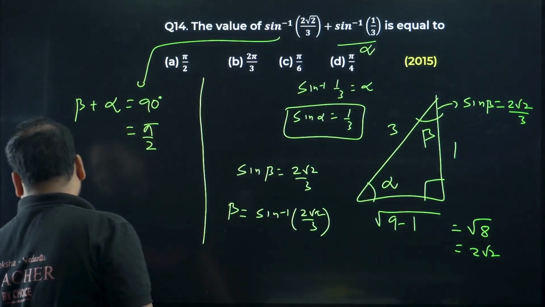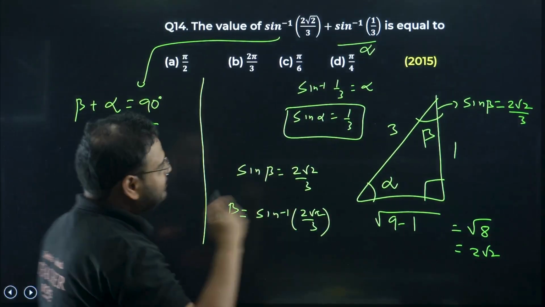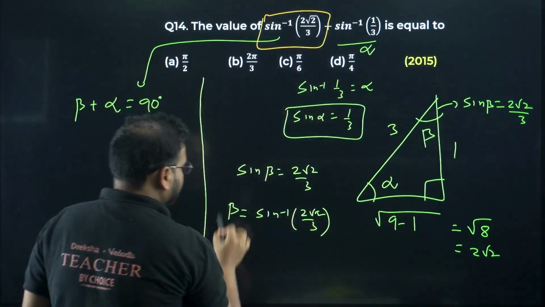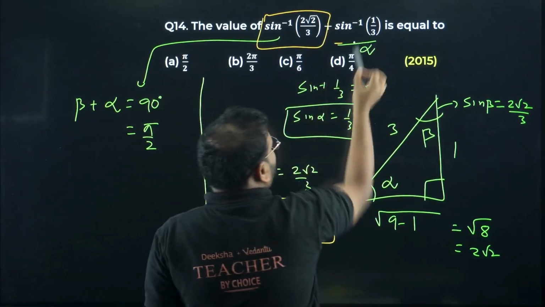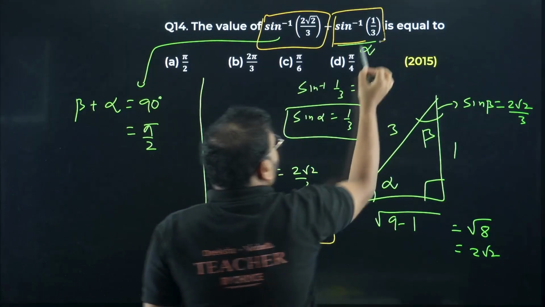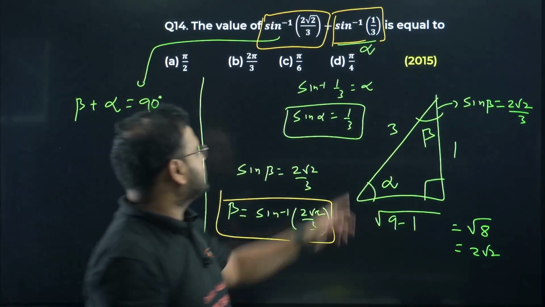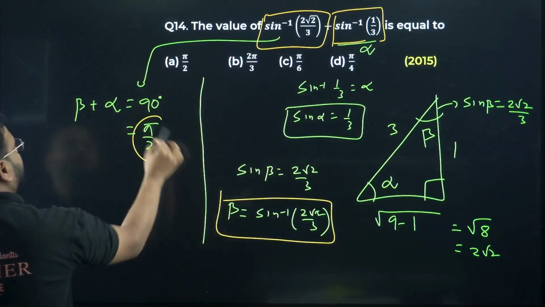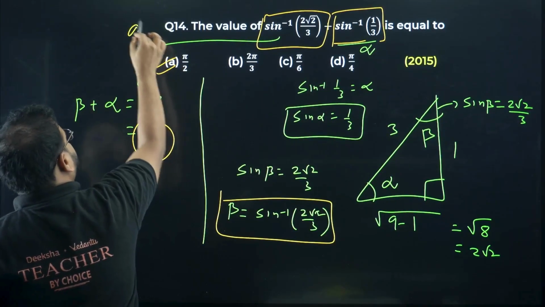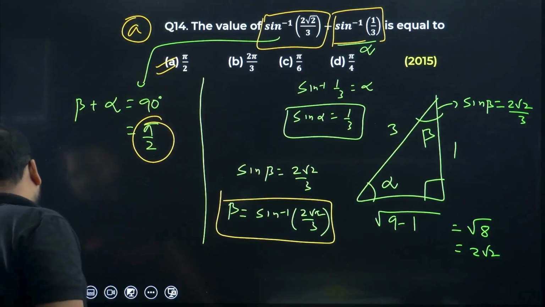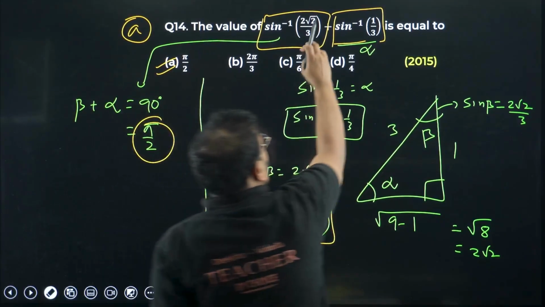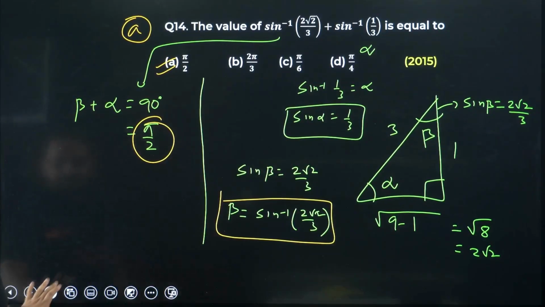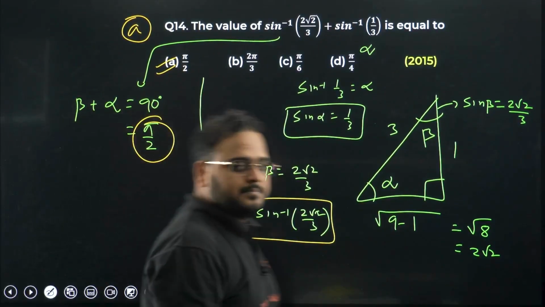Why beta plus alpha, you can ask me. This is beta, which we just proved. And this is alpha, which was our assumption. The sum is pi by 2. The correct option is A. Clear or not? Clear, sir. Done? Question number 14 is done.